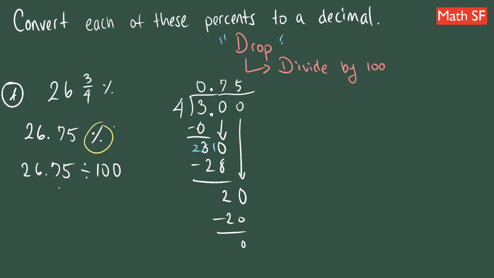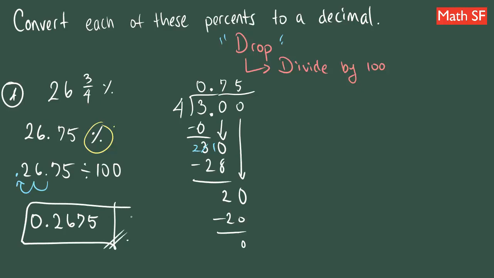So you can do long division, or you can just move these 2 spaces over, and that should be 0.2675. So let's just recall, any single time that you want to drop the percent sign, you have to divide by 100. In problem number 5 through 8, they're asking you to convert each of these percents into a fraction.